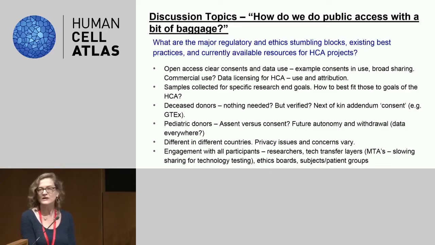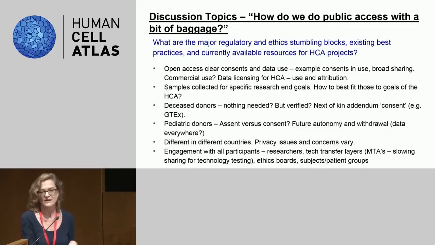So the group really wanted to know, are there example consents in use that permit broad sharing? What about the issues of commercial use? We had commercial groups in our session, and they wanted to know, would they be able to freely access the raw data just as anyone else would? And the answer in the room seemed to be yes, if it's fully open access, but what does that mean? How do people go about doing that?